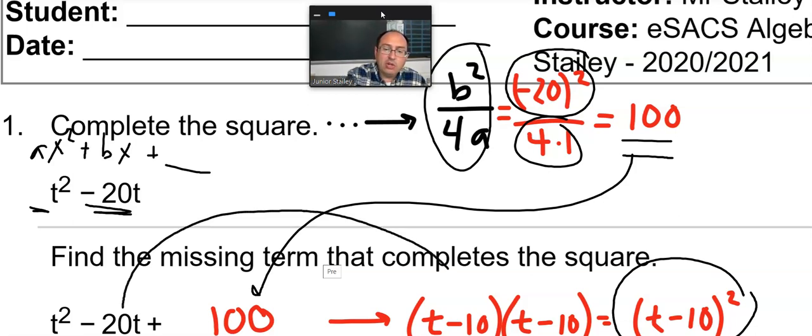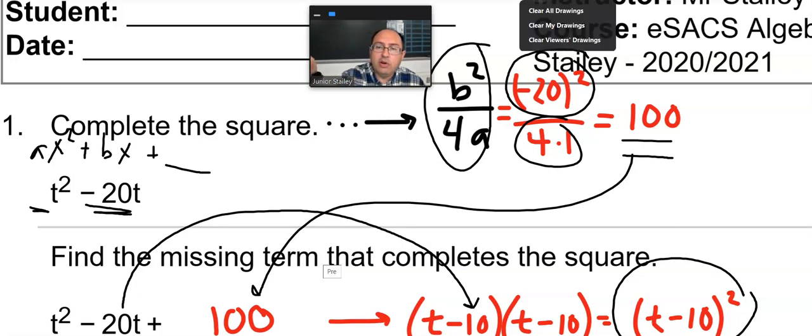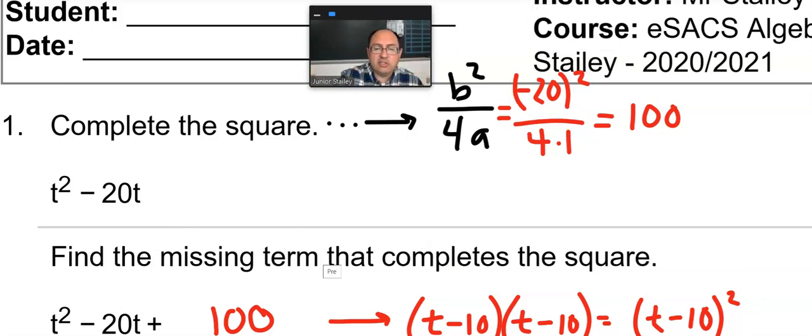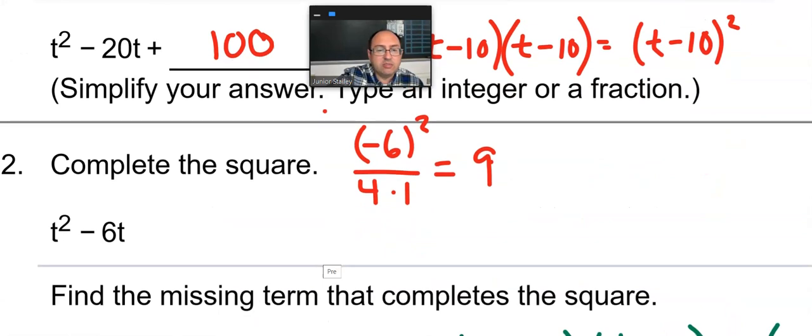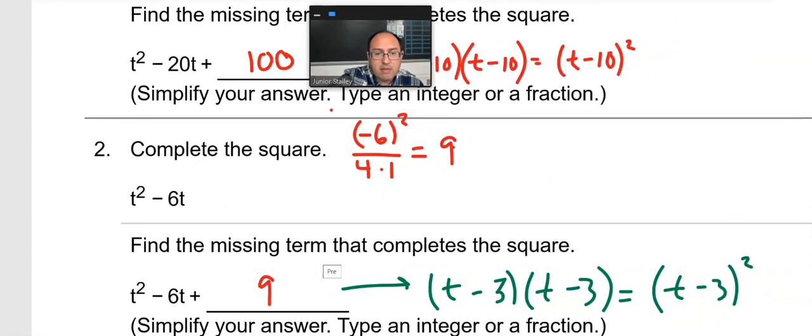And how do you go from negative 20 to negative 10? That's right, you cut it in half. So we'll be doing that over and over again, and you will be so sick of it. You will, trust me. Okay, so the next one, same idea.